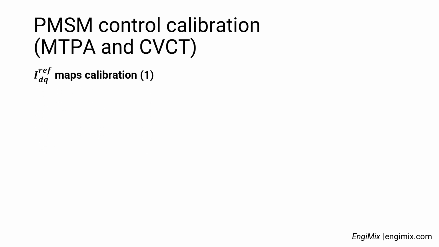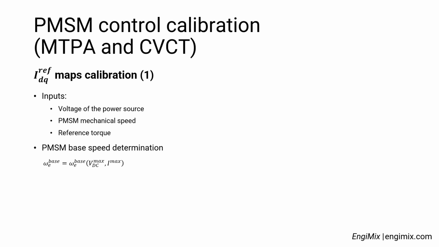The MTPA and CVCT equations can be exploited to generate the maps that output the ID and IQ reference currents based on the DC voltage of the power source, motor speed, and reference torque. As first thing, we can determine the base speed, which is a function of the DC voltage and the maximum current that can be drawn.